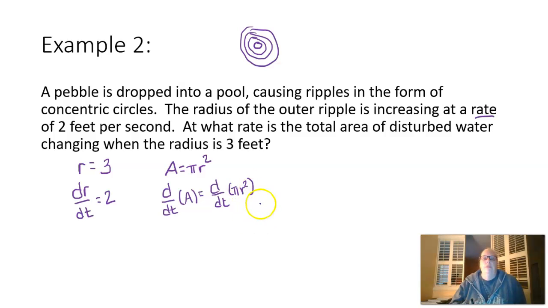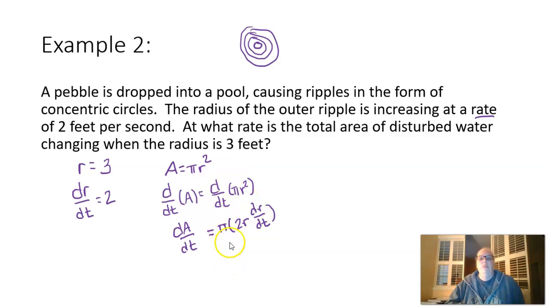Like so. Alright, so the derivative of A with respect to time, this is just going to be dA/dt. Now remember, this is what we're trying to solve for. That's what's asked for in the problem. Over here, pi is just a constant. So we're going to have pi times, now the derivative of r squared is going to be 2r, and then we're going to have dr/dt, the derivative of the radius with respect to the time there. Okay?